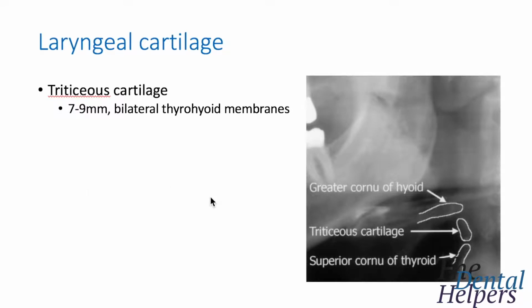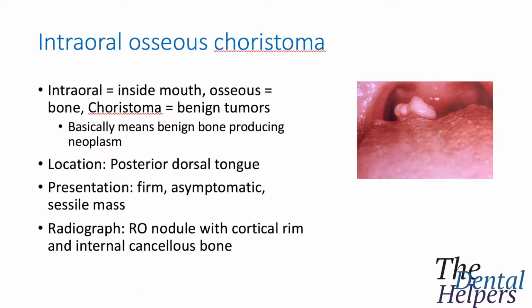Now, if we're looking at the laryngeal canal, we have the triticeous cartilage. It's about 7 to 9 millimeters. It's in the bilateral thyrohyoid membranes, and it's going to sit below the greater cornu of the hyoid and above the superior cornu of the thyroid, and that's this cartilage right here.